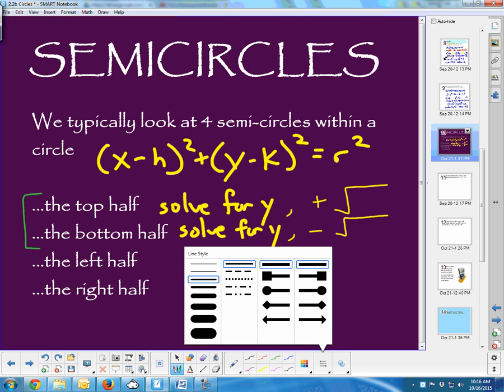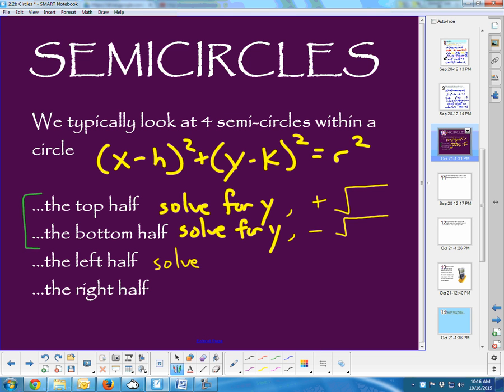Now, we'll do a similar thing for left half and right half. We would start by solving for x in each case, being that the x variable, the x-axis, is our horizontal axis, and we're talking left and right here, so we're thinking horizontal in nature. Pardon the bell in my room. And then once again, we would have a square root because we have to undo the quadratic nature of this.